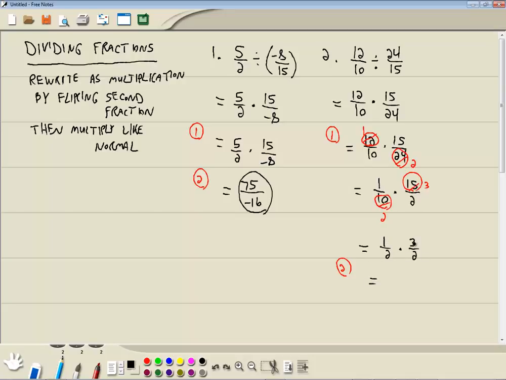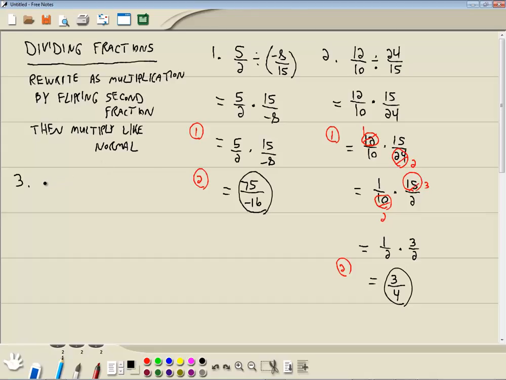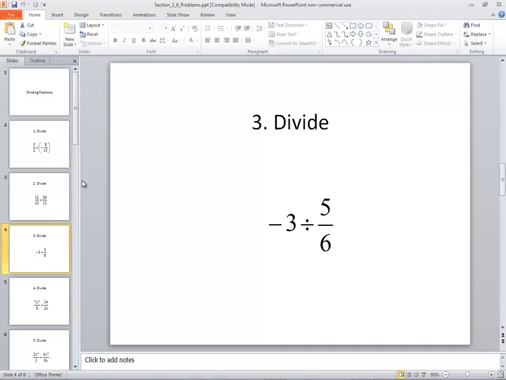So step 2, multiply your top parts together. 1 times 3 is 3. Multiply your bottom parts together. 2 times 2 is 4. So our answer is 3/4. Let's take a look at this one. We've got -3 divided by 5/6.